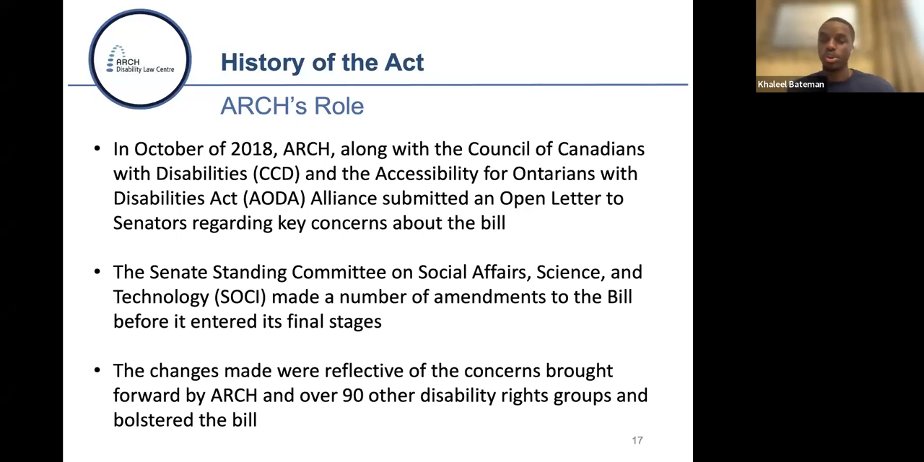This collaboration included work with the Council of Canadians with Disabilities and the Accessibility for Ontarians with Disabilities Act Alliance. With their cooperation, we submitted an open letter to senators regarding the key concerns of the bill at that point and changes that needed to be made. The letter turned out to be fairly successful, as the Senate Standing Committee on Social Affairs, Science, and Technology made a number of amendments to the bill before it entered its final stages. And these amendments were reflective of the concerns addressed in the open letter.